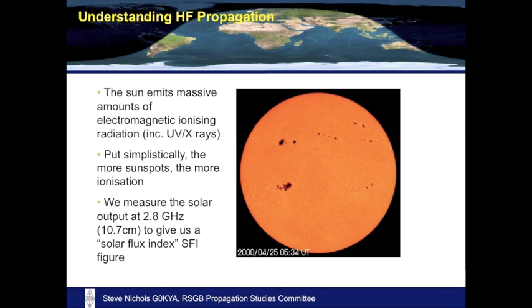Just to be clear, it's not the radiation at 2.8 gigahertz that ionizes our atmosphere. It's actually the ultraviolet output, and we just find there's a strong correlation between the 2.8 gigahertz output and the UV output, so that's the figure that we can use.